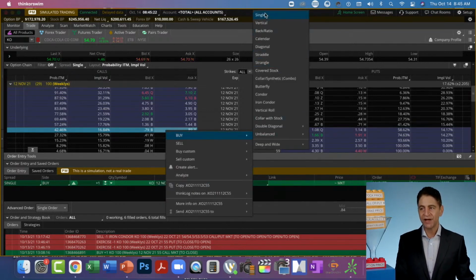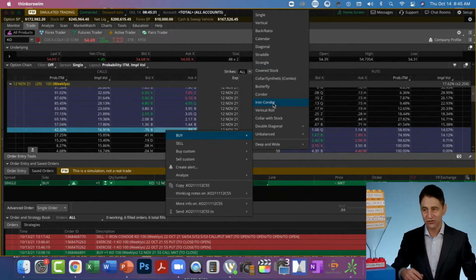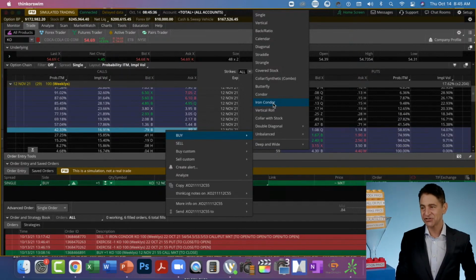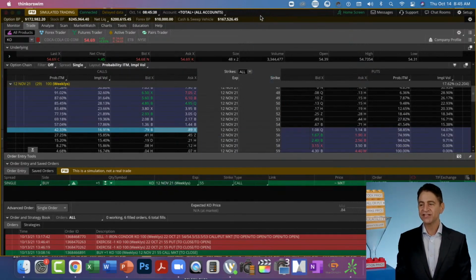And what you can do is you can buy a single option, or you can buy something called an iron condor or a butterfly, which basically means 4 different options. And the profit chart looks like this. That's what an iron condor looks like. And I teach all this in my options course coming out soon. But we're going to buy a single option. Okay, here it is.